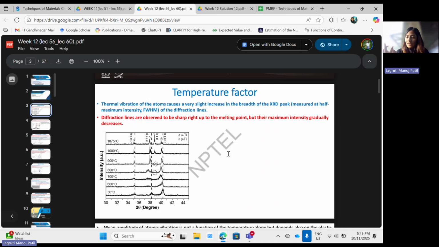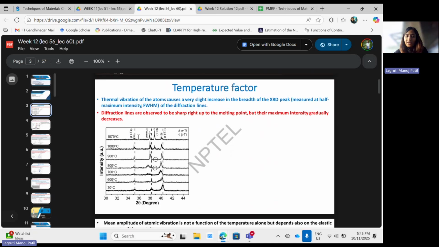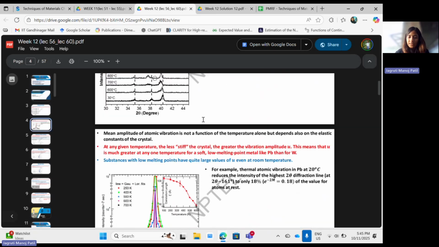Now if you look at intensity, the full width half maximum will always occur at half of the peak of the waveform you're looking at. But if it's amplitude you're looking into, then it would be by square root. Why do you know that? Because intensity is the square and amplitude is the square root of it. So that's why when you look at amplitudes, it's always V by root 2. Now these diffraction lines that you observe are very sharp up to the melting point, and the maximum intensity will then slowly decrease gradually.